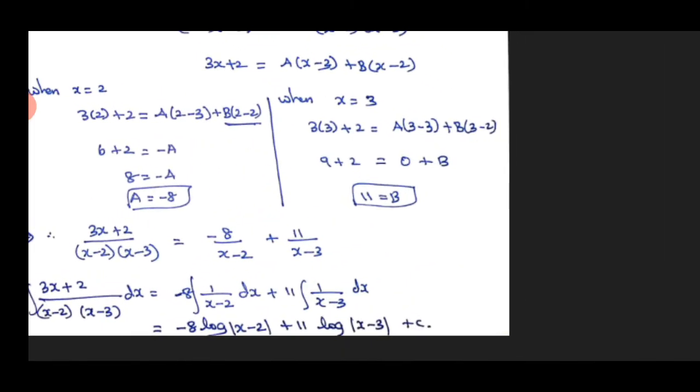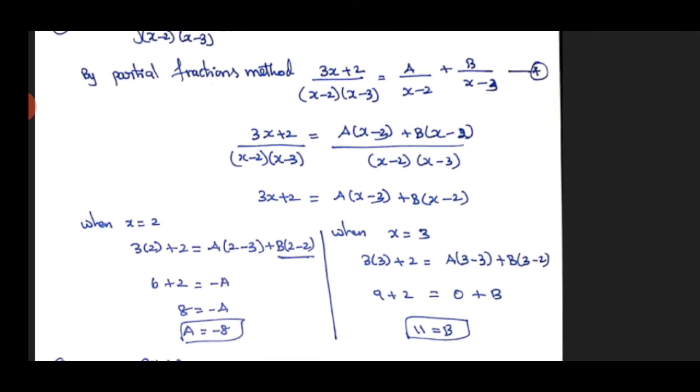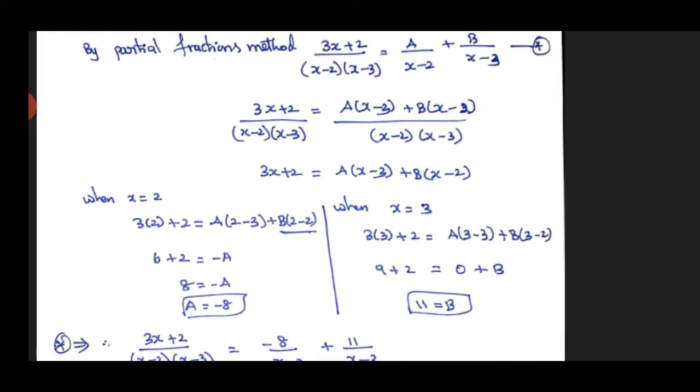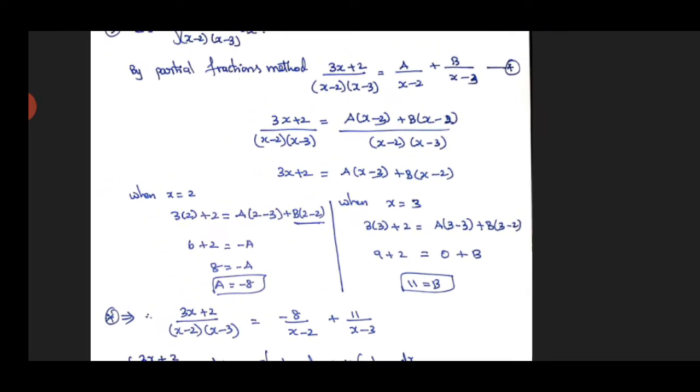Take this and apply it in the question. So (3x + 2)/((x − 2)(x − 3)) = −8/(x − 2) + 11/(x − 3). You can see, right? So now we got it. Now integrate on both sides. While integrating the right side, take the numbers out and integrate only the x part. So −8 ∫ 1/(x − 2) dx plus 11, taking it out, ∫ 1/(x − 3) dx. So 1/(x − 2), when you integrate, gives log|x − 2|, and plus 11 times 1/(x − 3), when you integrate, gives log|x − 3| plus c.